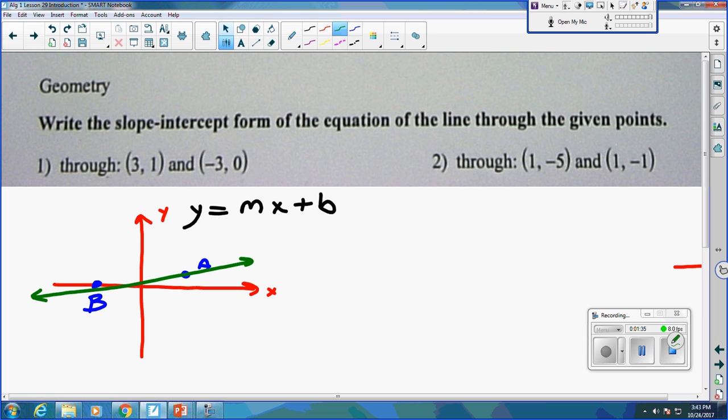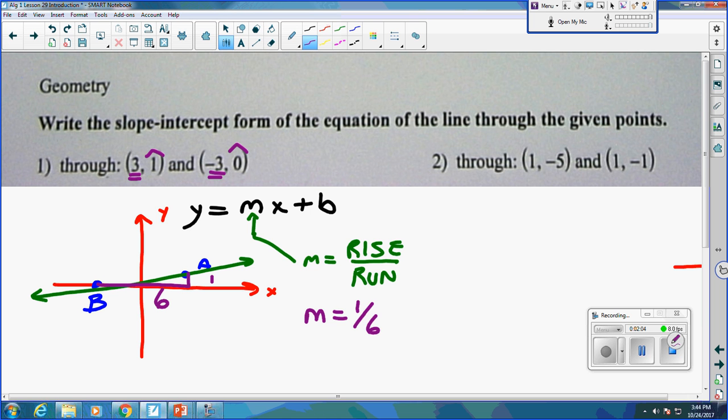Now, you have to know how to find slope. There is an equation, but I don't teach that. I always say, hey, we can think of it as rise over run, and we can always do the math. And our math in this case is from B to A. So from 3 to negative 3, that distance is 6. From 1 to 0 is 1. It's a positive line going uphill. So in this case, our slope is rise of 1, run of 6.